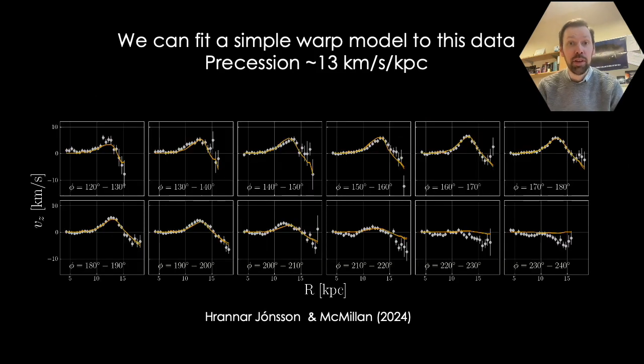Indeed, we fit a fairly simple warp model to this data. We end up with a precession speed for the warp of 13 kilometers per second per kiloparsec, which other people have found before. This model fits quite well. This is quite a fast precession rate. It's faster than we would usually expect for a warp, but we separate the data out into sort of 10-degree segments here around the galaxy, and as you see, the model fits quite well throughout almost all of the data that we have.